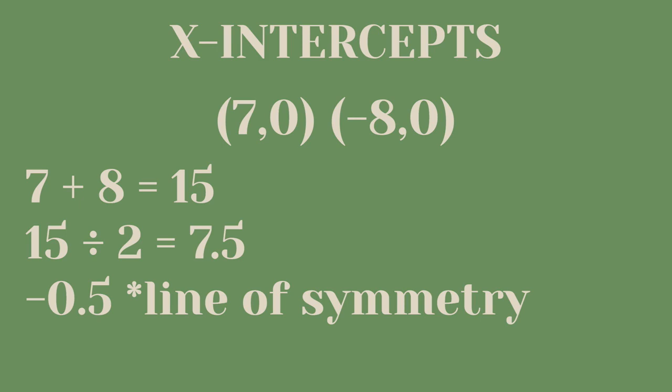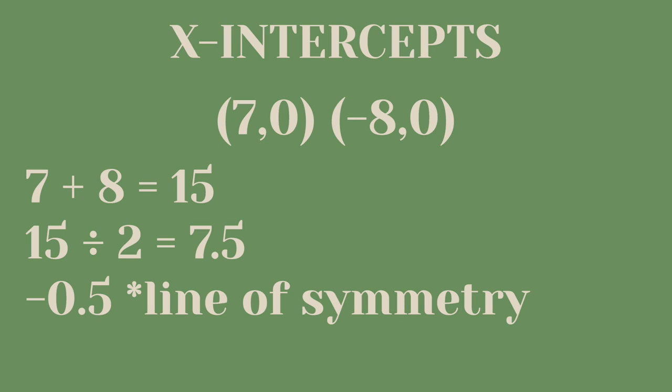And because the vertex is the middle of the parabola, we know that negative 0.5 is the x value of our vertex. And because it's the x value of our vertex, it's also our line of symmetry. So if you were to draw a line exactly at x equals negative 0.5 for this specific equation, you would cut the parabola exactly in half.